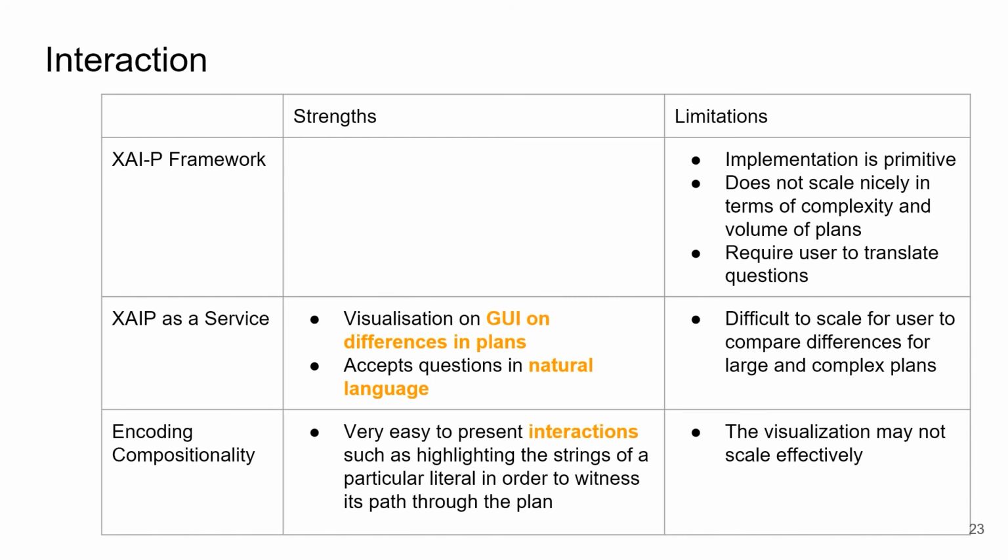In the third paper, it is very easy to present interactions, such as highlighting the strings of a particular literal in order to witness its path through the plan, or sliding rectangles along strings to view alternative plans. However, the visualization may not be able to scale effectively without abstraction, which was not discussed in the paper.